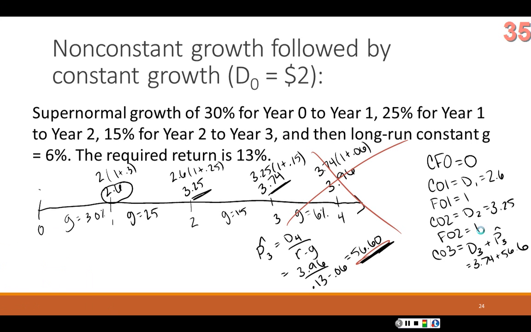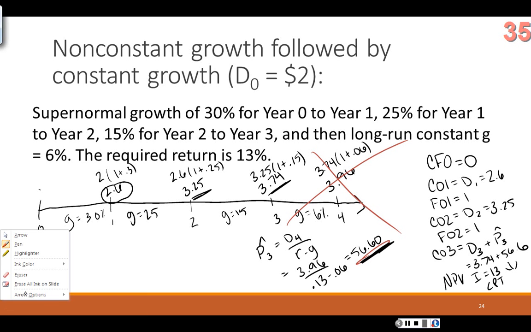So once you've entered in the cash flows, you need to push the NPV button. The interest rate is 13%, the required return. Push the down arrow and compute. And we found that the intrinsic value of the stock at time period 0, so today, is $46.66.